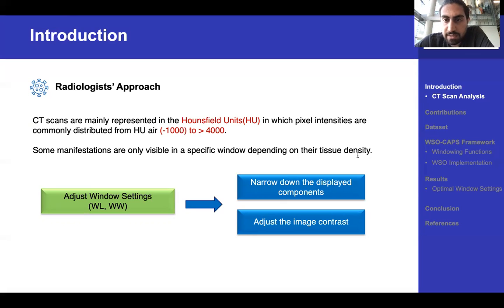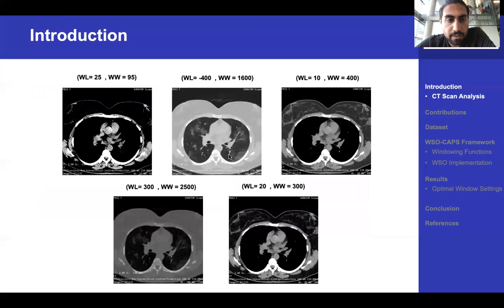In CT scans, some manifestations are only visible in a specific window, depending on their tissue density. Therefore, radiologists adjust the displayed window and the image contrast using two parameters, window length and window width. And in these images, you can view different windowing parameters applied to the same slice.